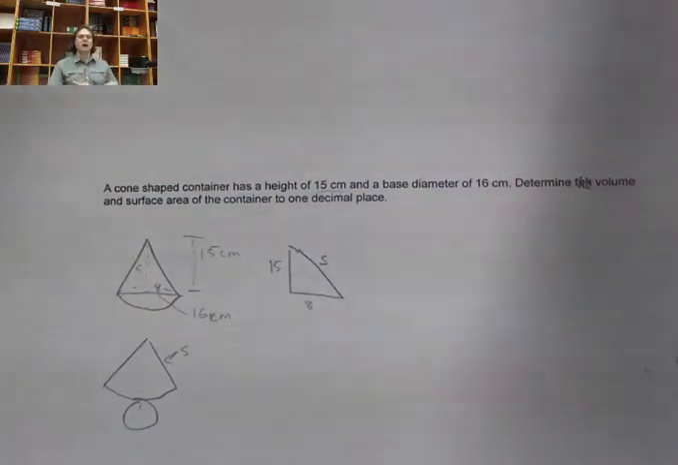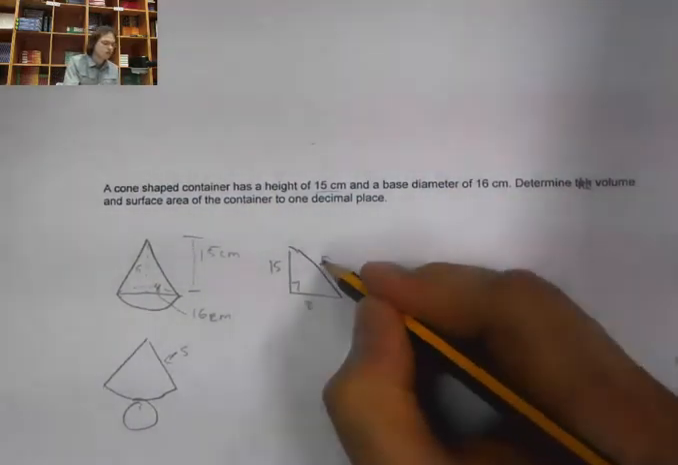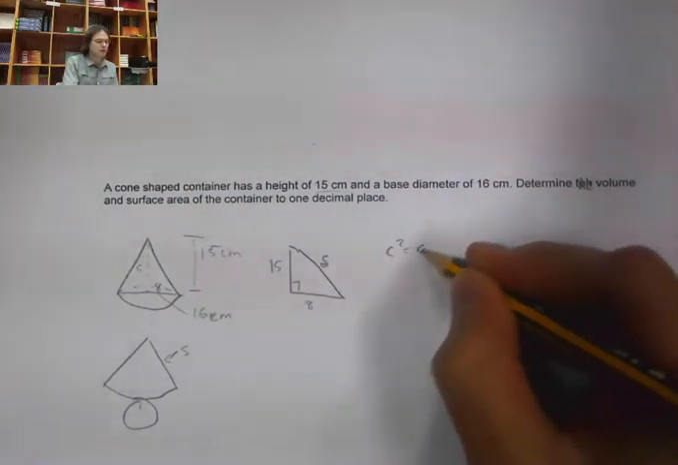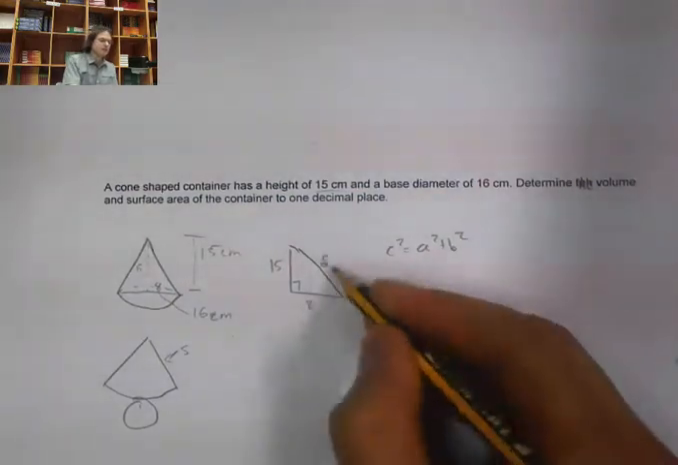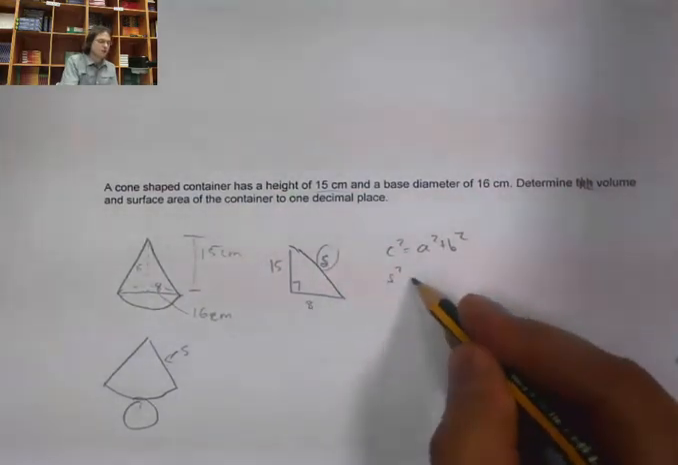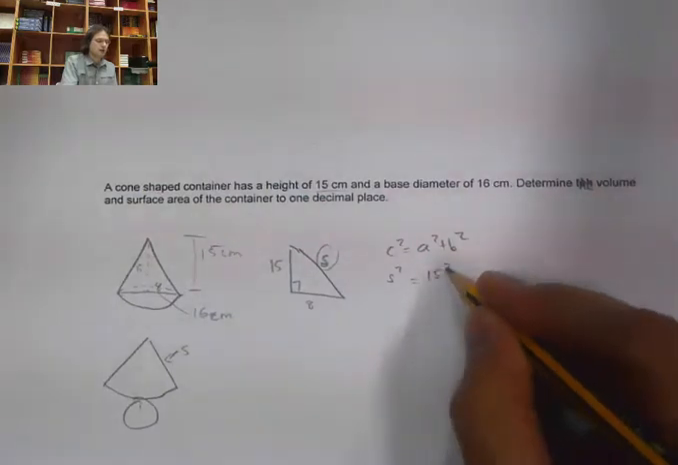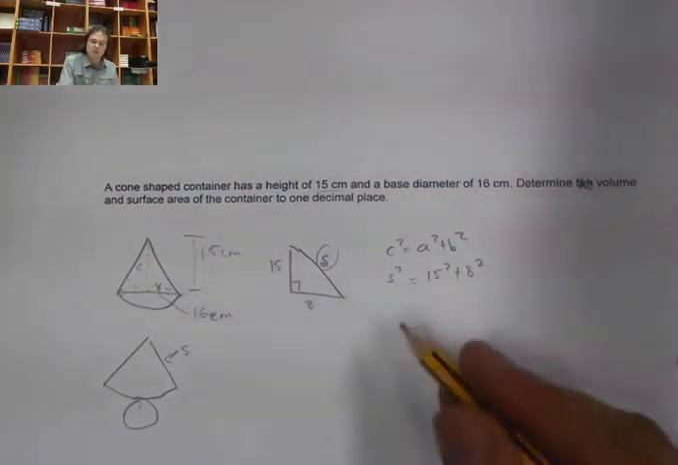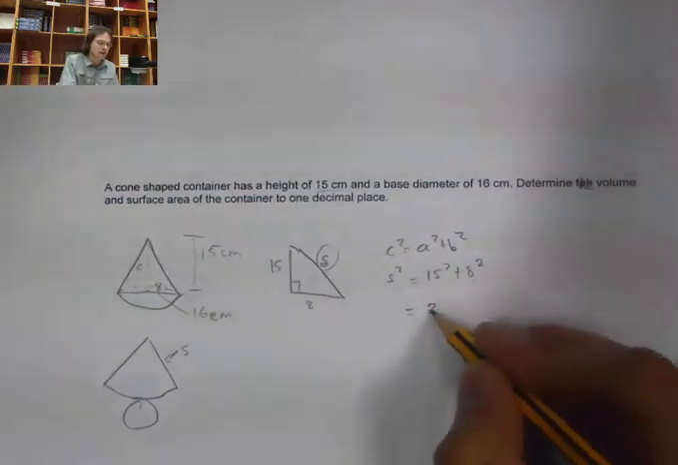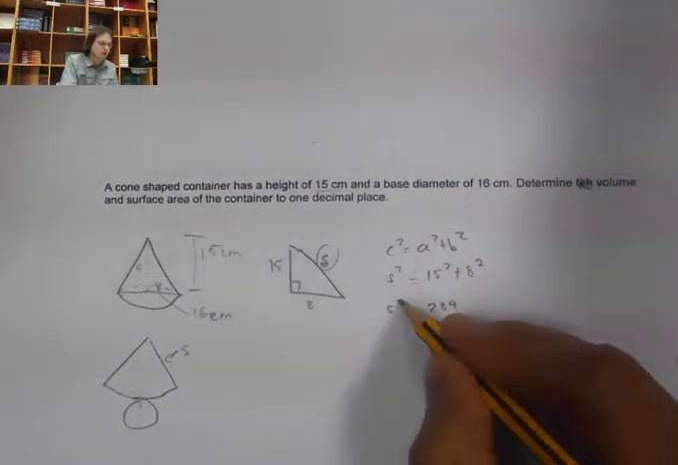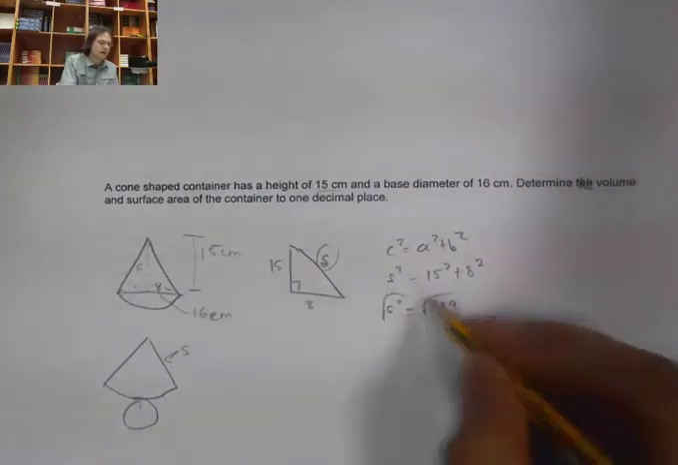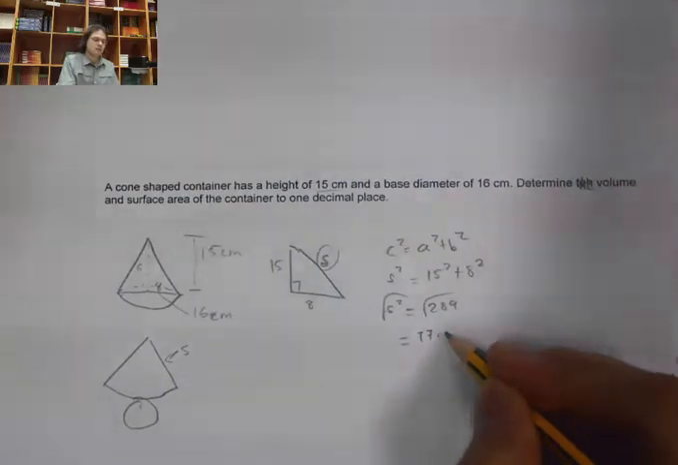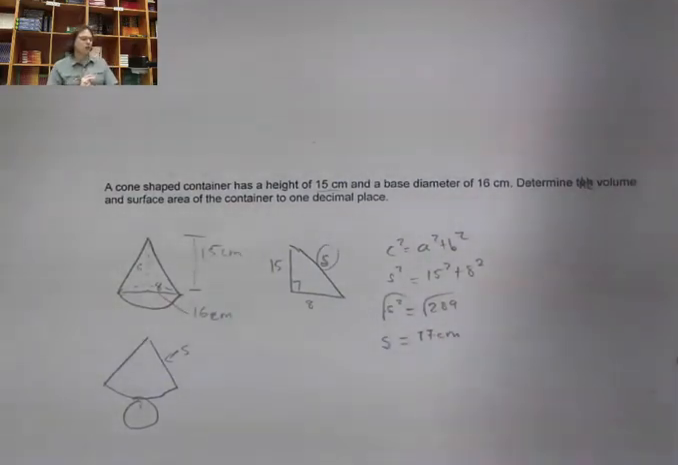How do I find that? I am once again going to have to use the Pythagorean Theorem, which is c squared is equal to a squared plus b squared. In this case, c is s, so I have s squared is equal to 15 squared plus 8 squared. Okay? I continue this, I'm going to end up getting 289 is equal to s squared. Square root both sides, I get 17 centimeters is equal to s. So now I know my slant height.